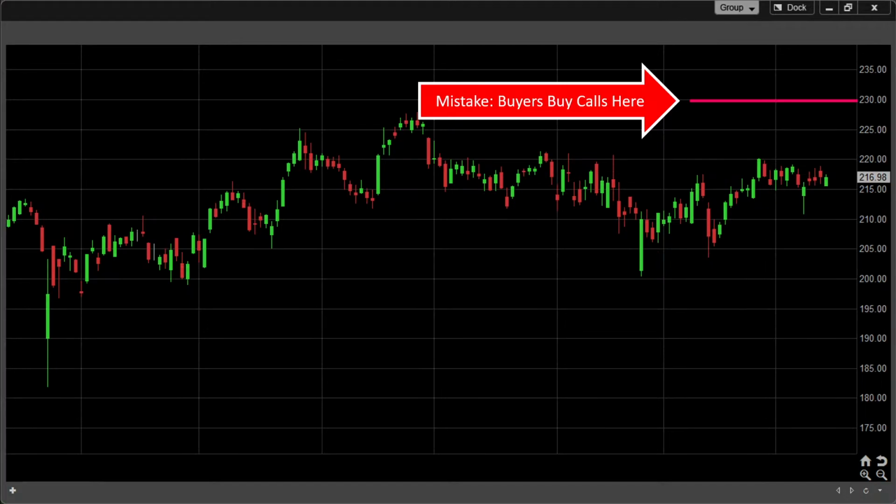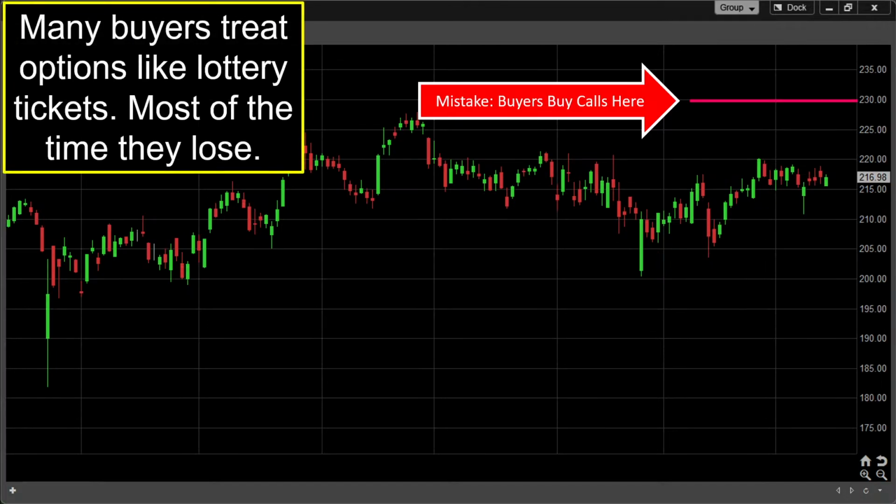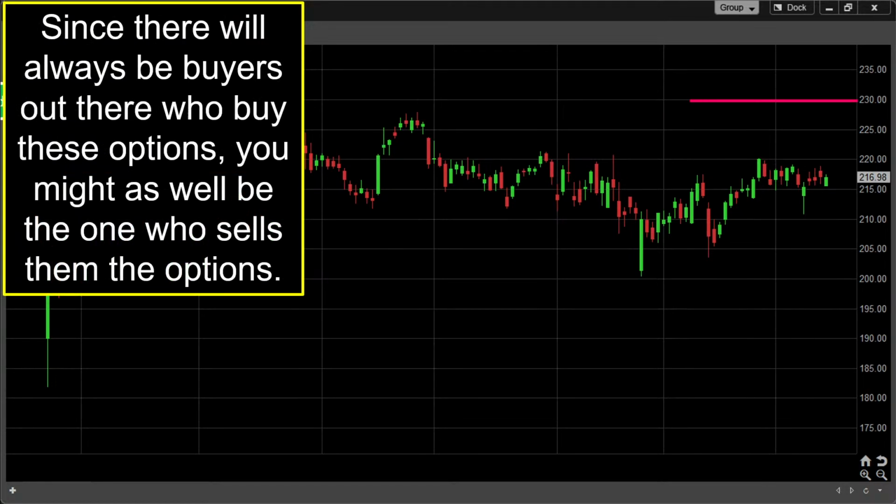So why do they buy an option where the stock has to go up 15, 16, $17 a share before you can make money? It's because most buyers treat options like lottery tickets. It may only cost them $100. Most of the time, they end up losing. These people are like the gamblers.